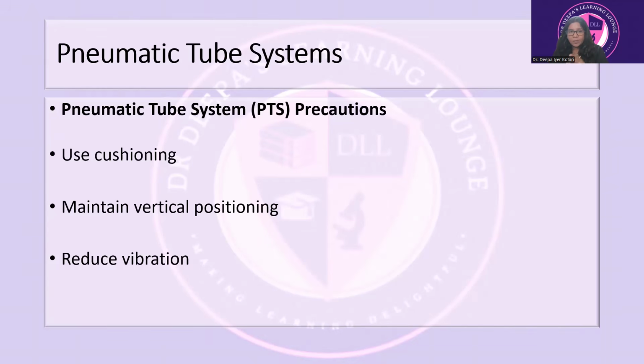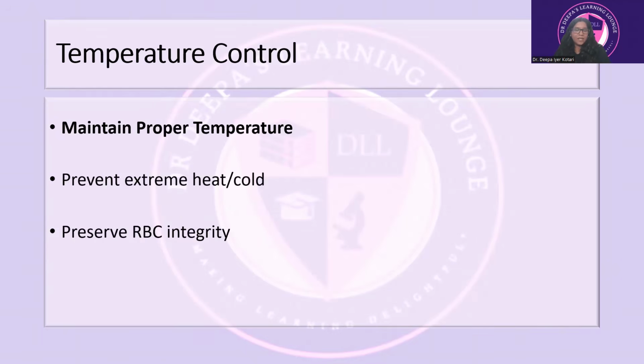There should be vertical positioning, and the vibration at all times should be reduced in the pneumatic tube systems. And all of these have to be included in the quality management of that particular hospital to have less hemolysis. So PTS, definitely faster transport, but you have to make sure there is good cushioning, good vertical positioning, and no vibration. Another thing, I already mentioned this, but this is temperature control.